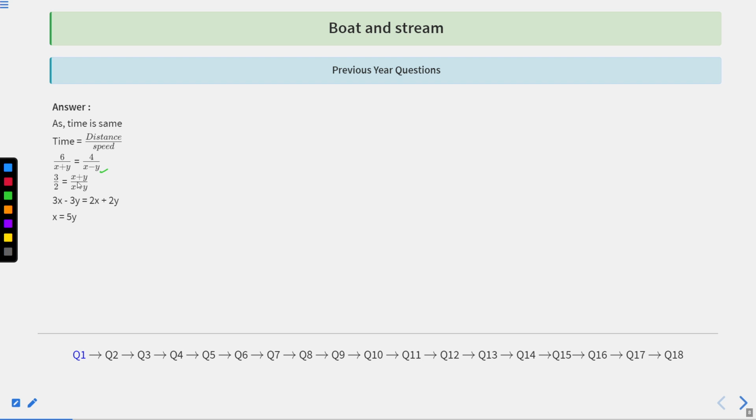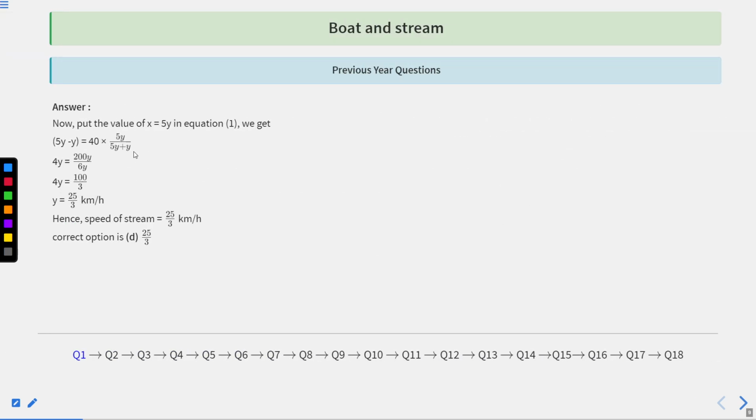So 3 upon 2 is equal to x plus y upon x minus y. Doing the cross multiplication again, it is going to be 3x minus 3y equal to 2x plus 2y, which gives x equal to 5y. We have a relation between x and y. Now use this relation and equation number 1 to obtain the exact value of y.